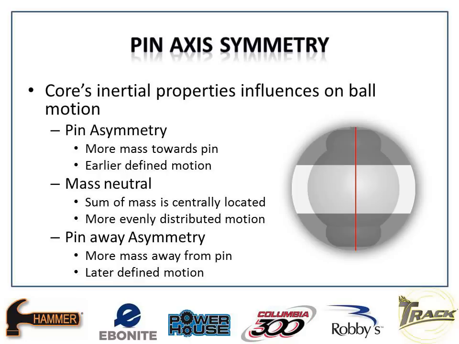Secondly, we have mass neutral. That's when the sum of the mass is centrally located, or you can visually see that there's more mass in the center of the core. What this does is it distributes the ball's motion evenly throughout that hook phase. And finally, we have what we call pin away asymmetry. That's when there's more mass away from the pin. What this does helps the ball push through that hook phase slightly further and creates a more defined motion at the end.